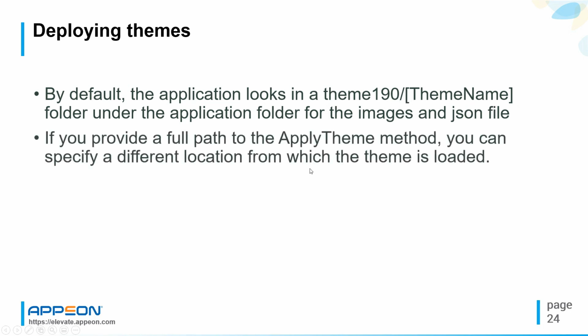So by default, that's where you're going to want to put it. If you're going to put it in the application property, that's where you're going to have to put it. If you're going to say apply a theme and just give it a folder name, that's where you're going to have to put it. But the other option is to put it in some other location, like I said earlier, maybe in the local app data section for the user, and then use the apply theme method and give it the full path to the folder name.